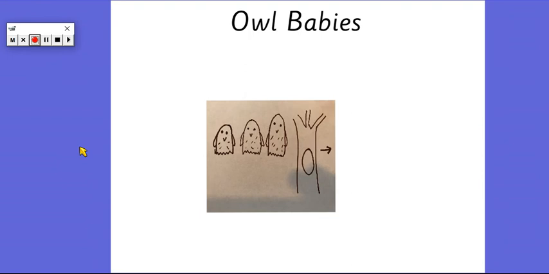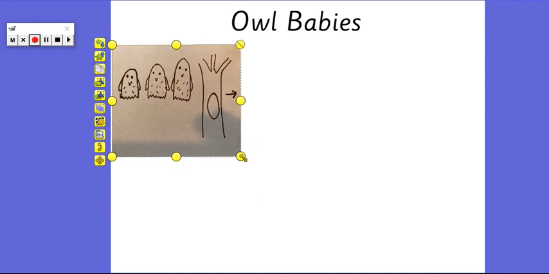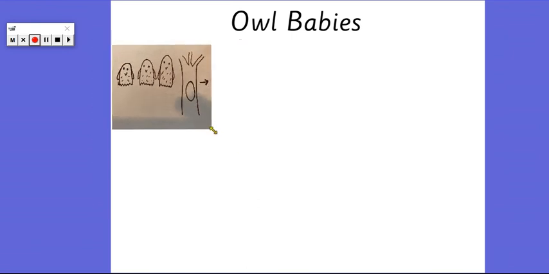So I've done my first picture here of the first part of the story. I've got the three baby owls, Sarah, Percy and Bill, and they live in a hole, don't they, in the trunk of a tree with their owl mother. So I've got that for my first picture on my story map.